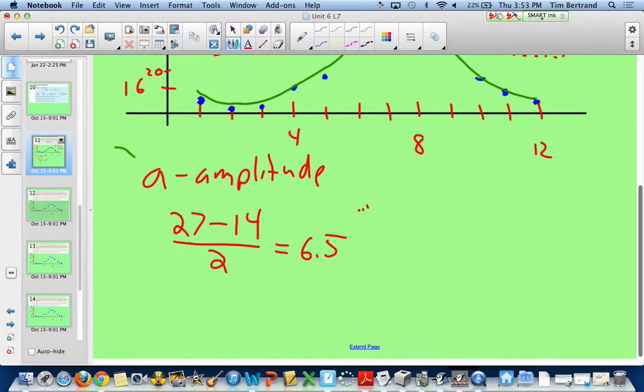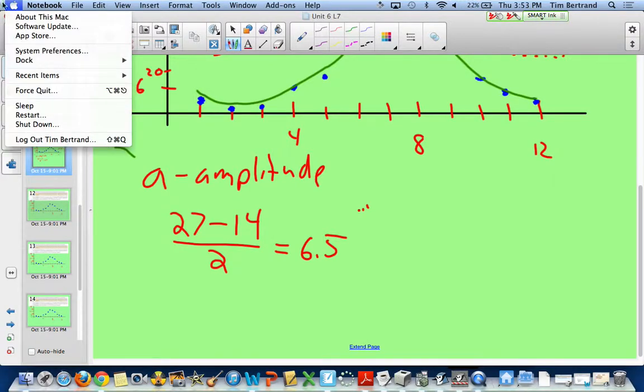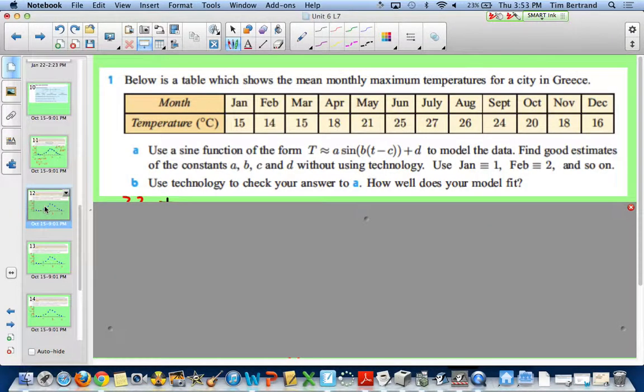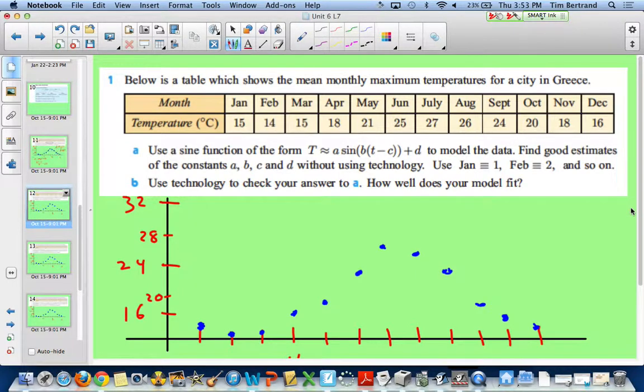Okay, so we've got piece A. I'm just going to go to another slide here. I'm kind of running out of room there. Let me close that. Okay. So right now we've got the A value and we've got the D value.